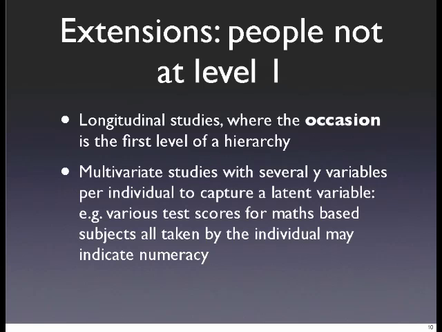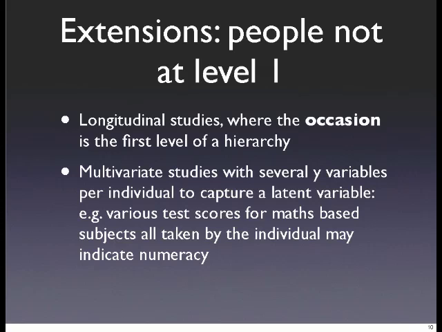Another extension is people not at level 1. So when I was first learning about multi-level, I thought, oh, okay, just remember that the person is at level 1, but that's not always true. So, for example, in longitudinal studies, the occasion that the measure is taken is actually level 1, and then the person is level 2. So this example I gave you with blood pressure measurements, if it was spring, summer, autumn and winter, that occasion would be level 1, and then the person would be level 2. But then, of course, you could have that the person lived in a particular area, so you could extend that.